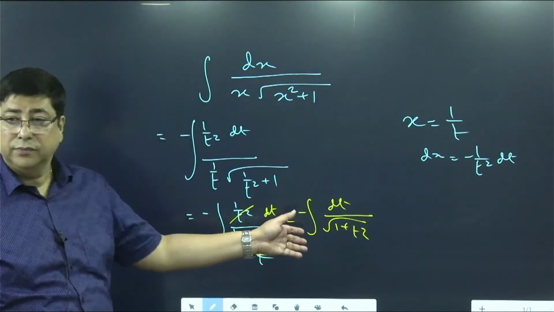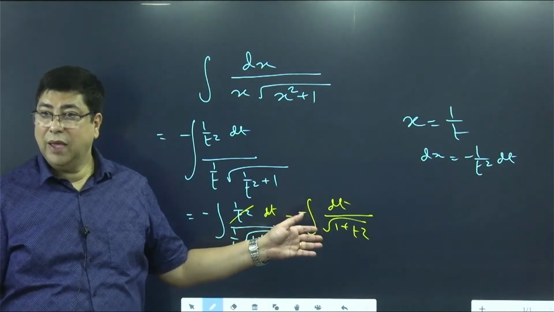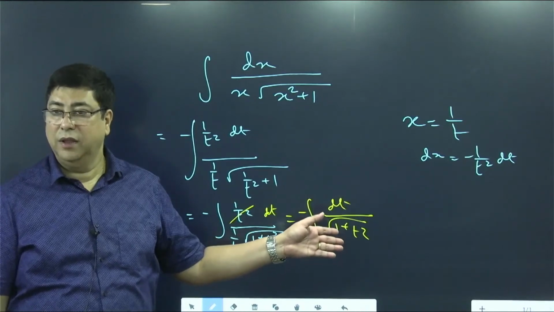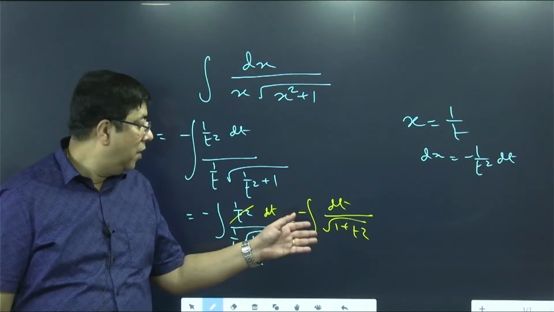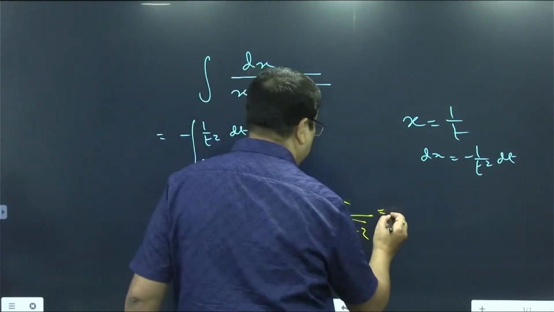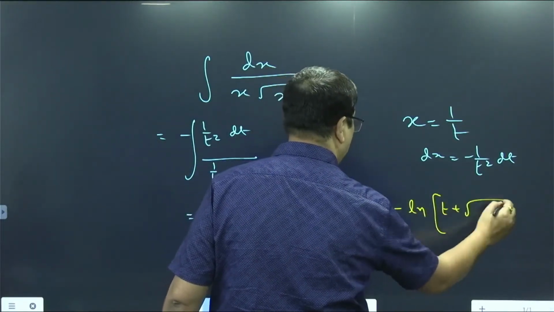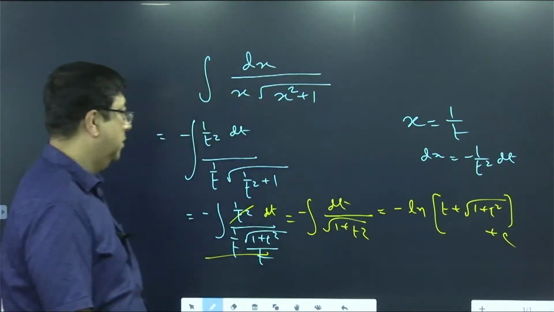What is the formula? Who will tell? This is dx by root over a square plus x square, formula number 4 which I had given. You have to learn the formula, everybody, for the examination. So this is coming log of t plus root over 1 plus t square plus c. Sum is over.